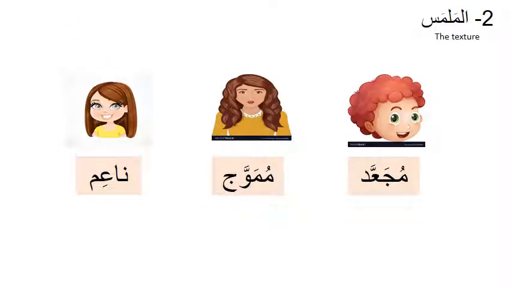And now the second factor that we describe the hair with is الملمس, the texture. You're going to describe the hair with three important adjectives. مجعد, مجعد means curly. مموج, مموج means wavy. ناعم means straight. ناعم. So what are the three adjectives that we describe the hair with? مجعد, مموج, ناعم. Now let's move to the third factor.